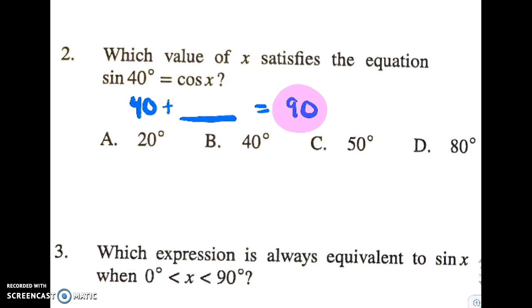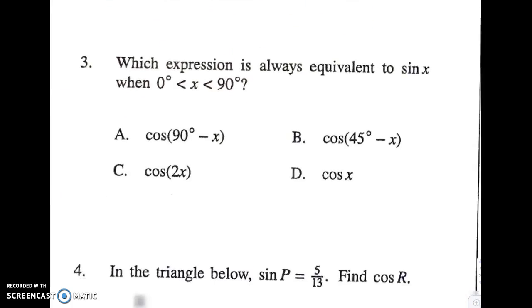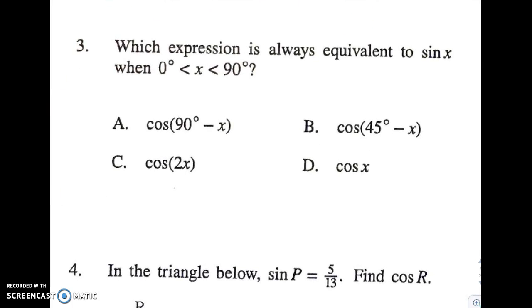So if you look at number 2, the sine of 40 must equal the cosine of 50. Number 3 is asking the same thing in a different way. The sine of x, we don't know what it is, but it's going to be the cosine of 90 minus that, because it has to equal 90.